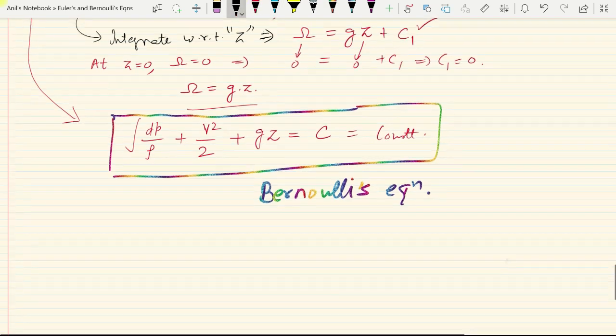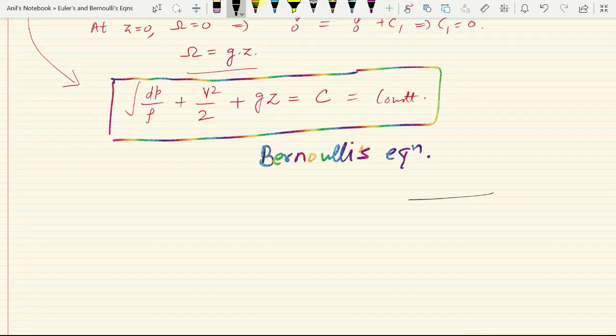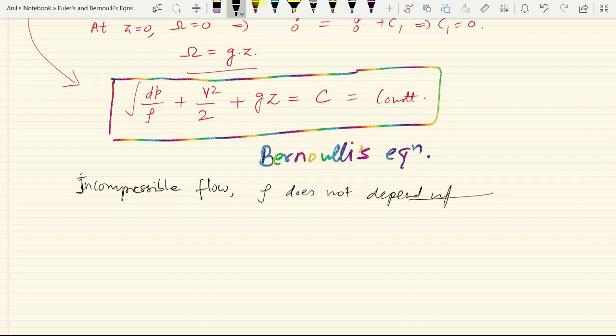So this is how we derive it. Now we can go for simpler cases, like when we have incompressible flow, or incompressible fluid. We know rho does not depend upon pressure, that is P. So therefore integration of dP by rho will simply be P by rho.